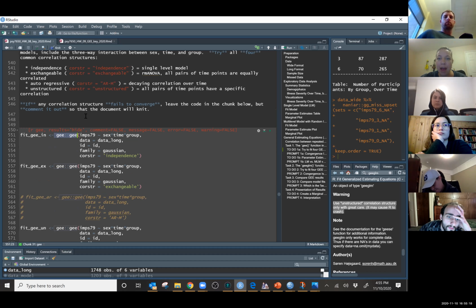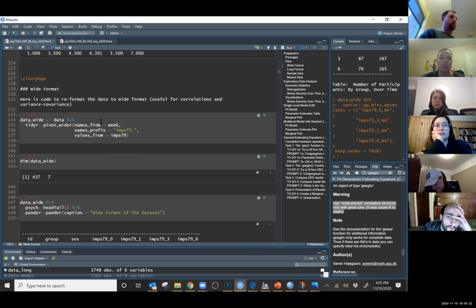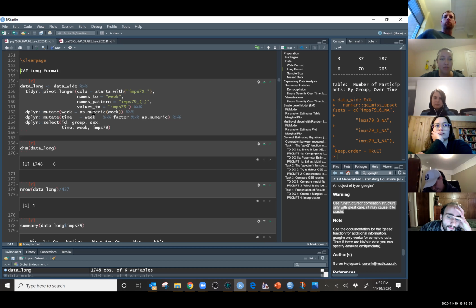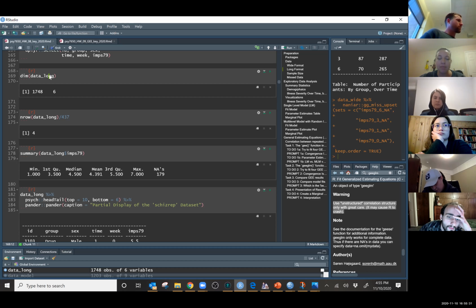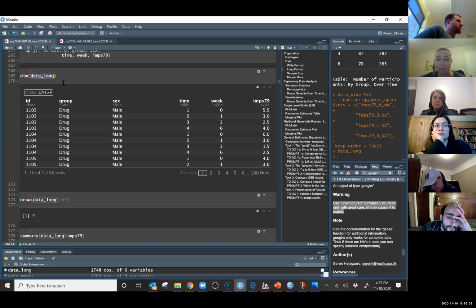But I had to go back for completeness, and I can send you an updated version of this. I took the wide format and then restructured it to long. And when I did that, you get empty rows for the missing data. So if I show you here, the first person is 1103. They have all 4 time points at week 0, 1, 3, 6.